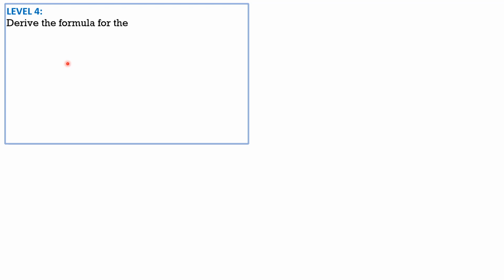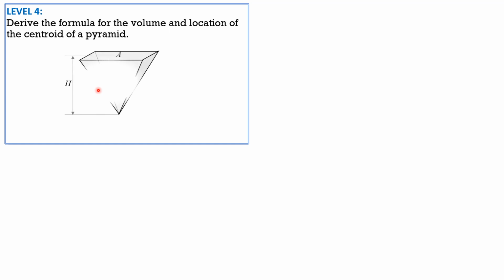Level 4: derive the formula for the volume and location of the centroid of a pyramid. So we have here a pyramid. Then for the location of the centroid, we also extend it to a right circular cone. So let's consider a slab or strip. Then the distance from the vertex to any point on this slab is constant at y, because that's a horizontal slab. So we'll just call that y, and the centroid lies also there. So y is automatically y sub c.